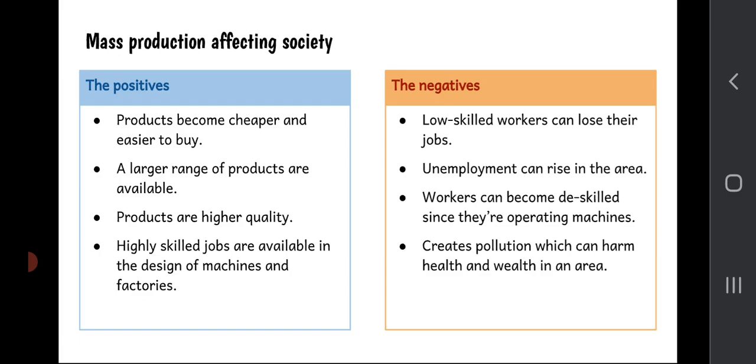But the negatives are that low skilled workers can lose their jobs because there's just not as many of them required for a factory. As a consequence of that, unemployment can rise in the area. More people end up out of work. Those that remain in work become de-skilled. They become effectively like button pushers, operating machines rather than doing the thinking and the creation of things. And also mass production obviously creates quite a lot of pollution. It can create pollution, which can harm the health of people in the area, and therefore harm the wealth of people in an area too.